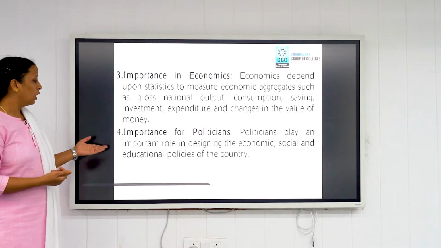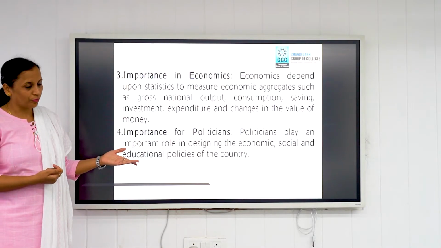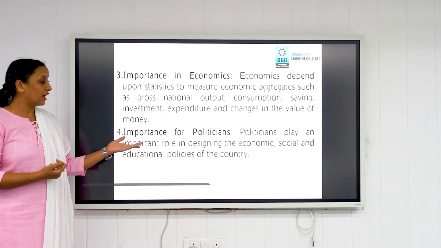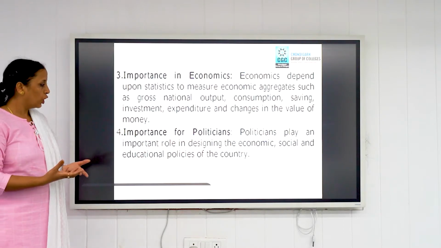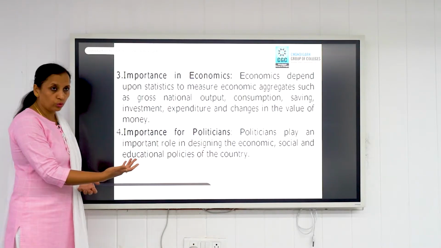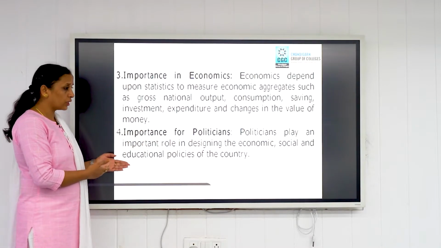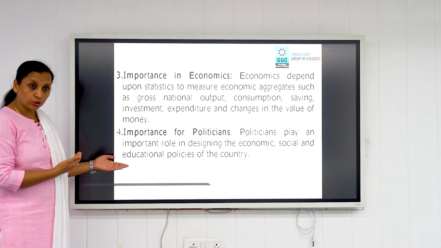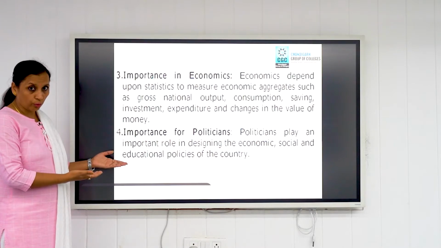And then come to the importance for politicians. So how is it important for politicians? Politicians play an important role in designing the economic, social, and education policies of the country. So if any particular politician is going to represent a new education policy, it can be done with the help of statistics.